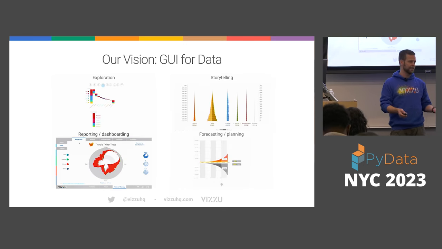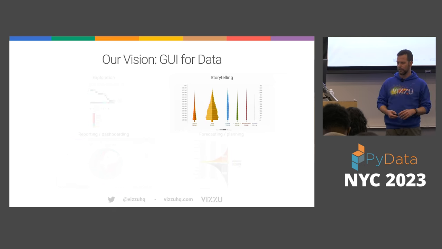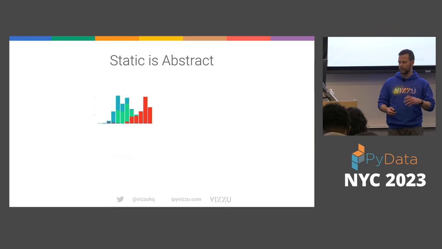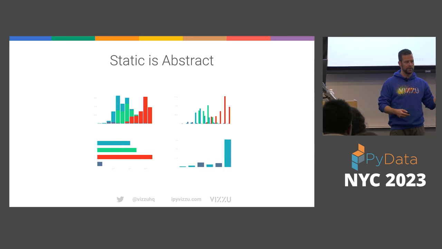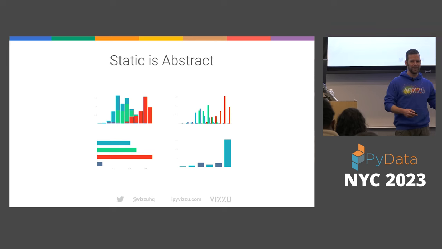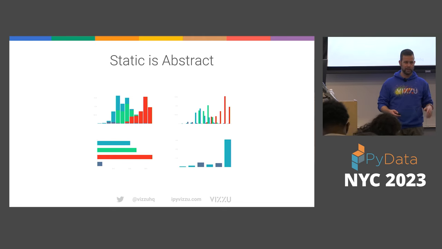So why is animation important? That might be the next logical question. Static charts are pretty abstract. When you have different views of the same data set, like in this case, these are about Donald Trump's tweets, but that's not important, it might be hard to make the connection between them. It might be hard to understand what one shows after the other, especially for non-experts.